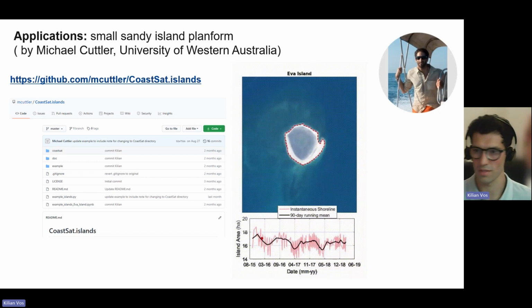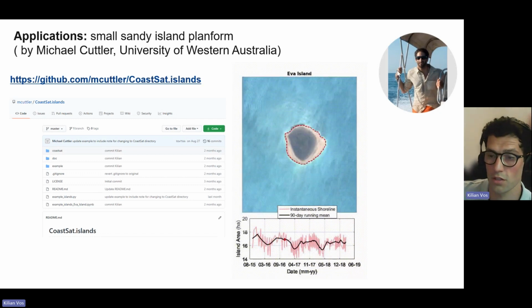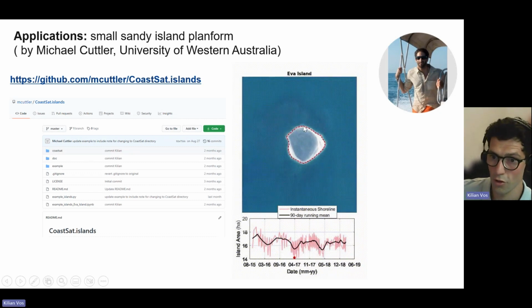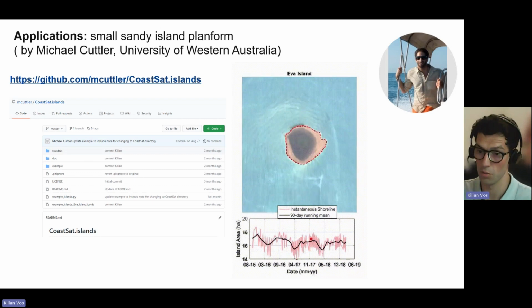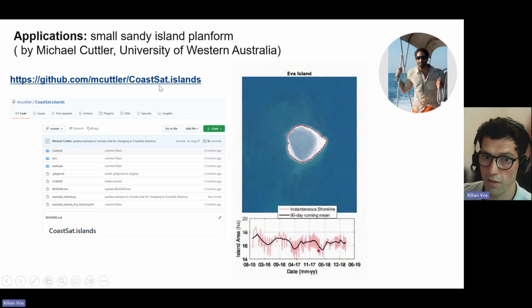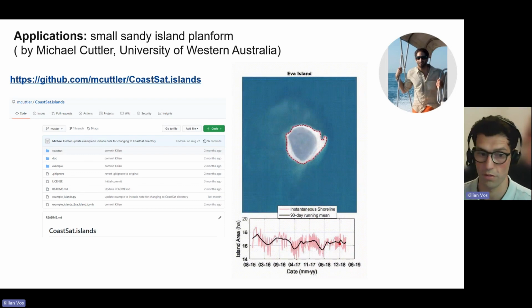Another application that I think is really interesting is from a colleague at University of Western Australia, Mike Cutler. He developed this tool to map the contour of coral atolls and the area of sand, and also the shape of the island and how it responds to the wave climate. So that toolbox is also available, CoastSat.islands. I think it's a very interesting application, as those islands are very dynamic as they respond to the wave climate.